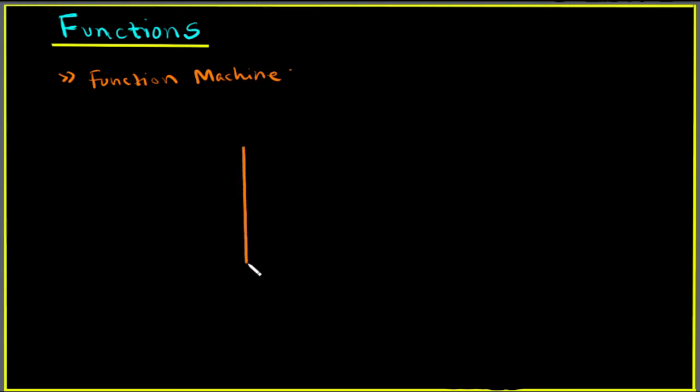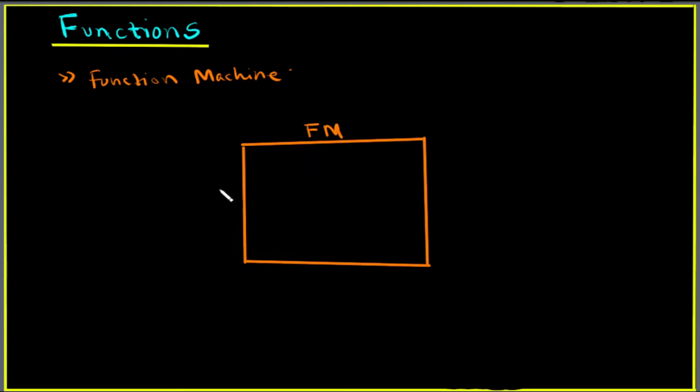So we can draw a machine that can look something like a box, or you can draw a circle or whatever figure, it doesn't matter. So this is basically a function machine, right? I'm just going to label it FM, function machine. You just do something to this function machine, which is called giving the input. So you give this function machine some input, and the function machine in return gives you an output.